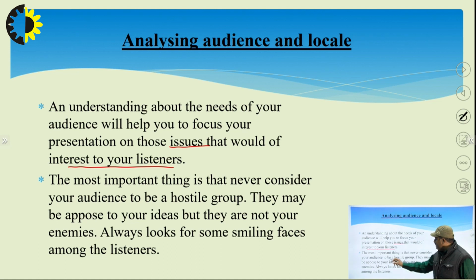Next, the most important thing is that never consider your audience to be a hostile group. Never and never. They may oppose your ideas, but they are not your enemies. It means they may not agree with your views or thoughts or feelings or sentiments or emotions, whatever you are communicating, but they are not your enemies. So, never consider your audience a hostile group. Always look for some smiling faces among the listeners. Try to look for the positive persons, or you should also try to be positive.